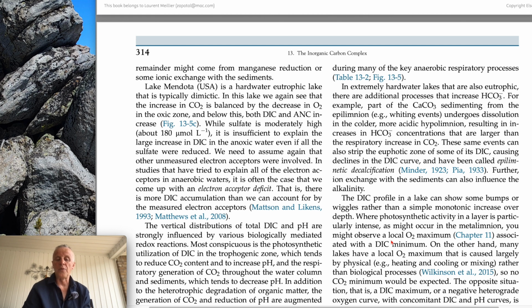In studies that have tried to explain all of the electron acceptors in anaerobic waters, it is often the case that we come up with an electron acceptor deficit. That is, there is more DIC accumulation than we can account for by the measured electron acceptors.